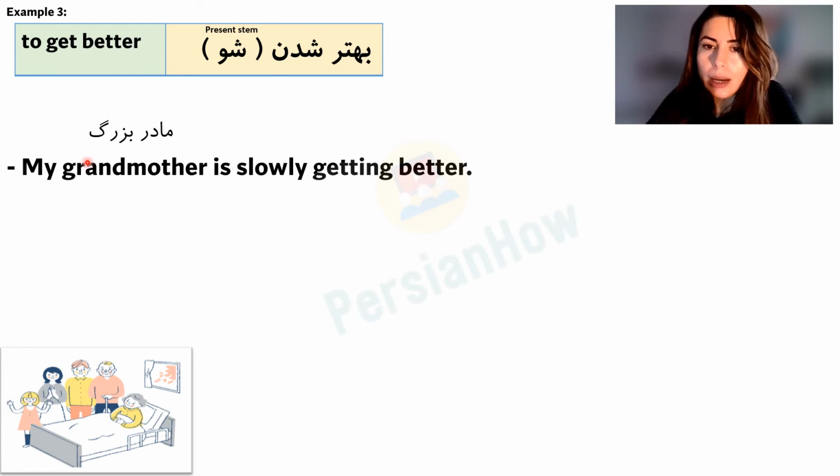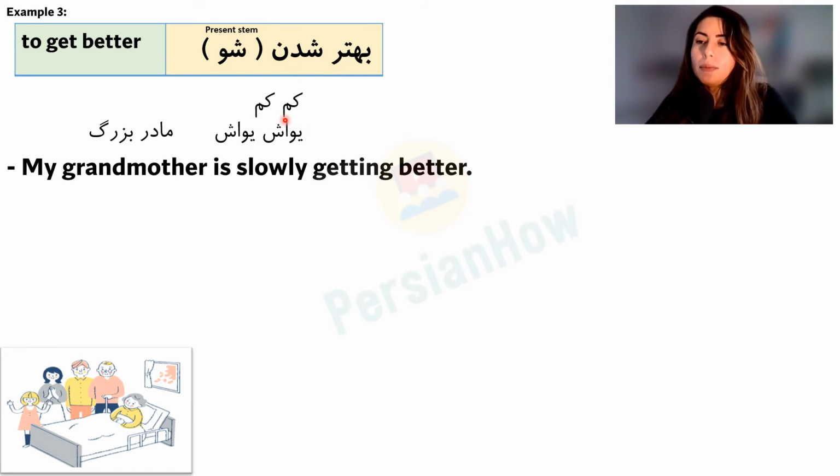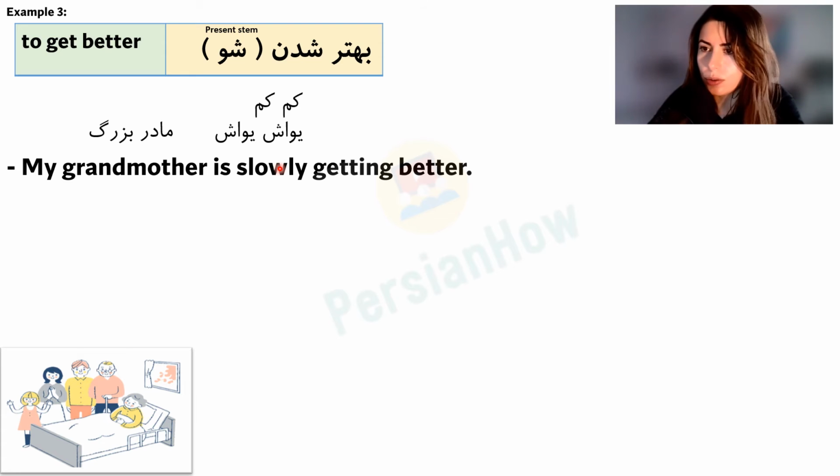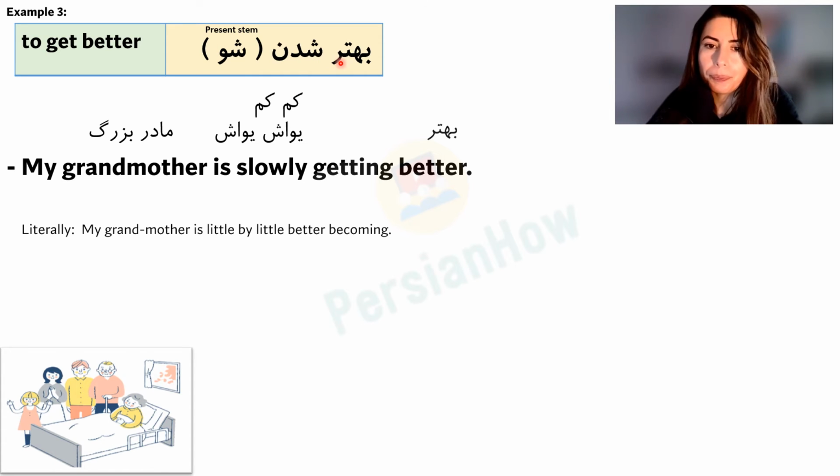Let's go over to the vocab. Grandmother is مادر بزرگ. What is slowly? Slowly is either کم کم or یواش یواش. Kam means little, so it's like little by little, and yavash means slow, so it's like literally saying slow, slow. There are other vocab for slowly too, but I just wanted to keep it simple here and just show you these two. And then we said better is behtar, as it is here in the verb. All right, so literally we need to say my grandmother is little by little better becoming.